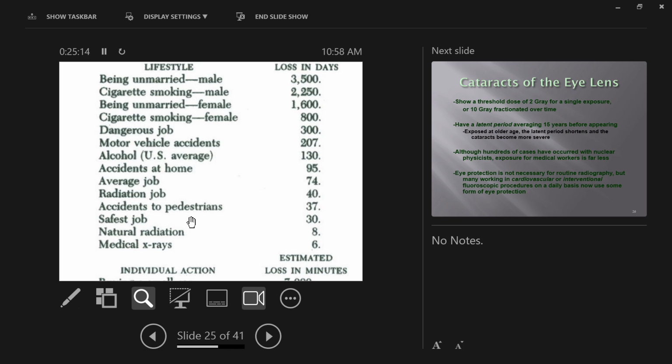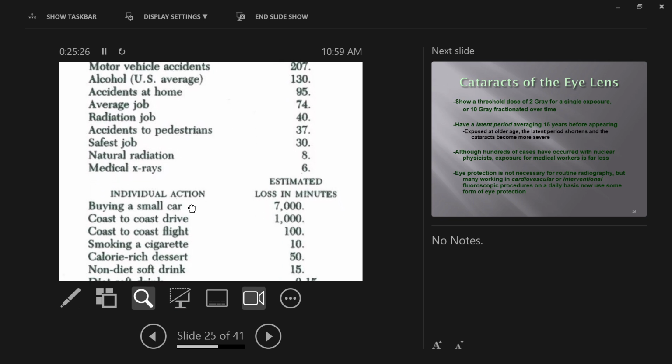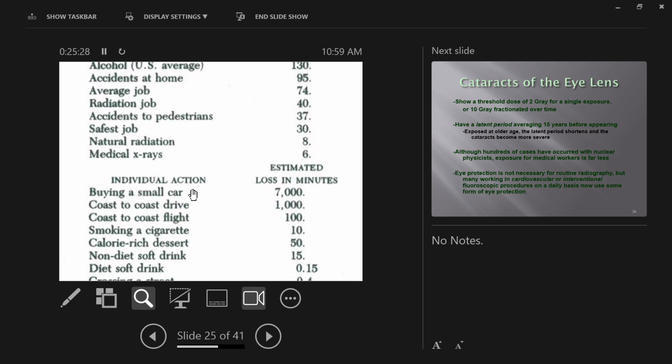Okay, so we're talking order of magnitude the same, right? Medical x-rays, if you've ever gotten a medical x-ray, 6 days shorter, okay, for every medical x-ray. All right. But you're going to lose 8 days just because you live on Earth and are exposed to natural radiation. So it's no big deal anyways, right? You're already going to lose some lifespan just because you're exposed to ionizing radiation, no matter what.